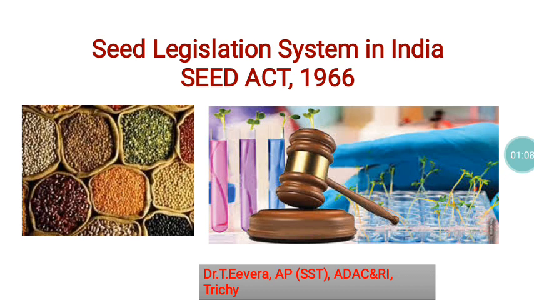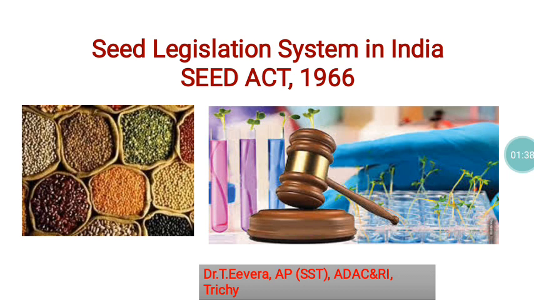For the release of a variety we have a state variety release committee and a central variety release committee, and the members of those committees we also discussed. After release, the variety is subjected to notification. The notification is mainly taken care of by the central government, particularly the central seed committee. Once the material is notified, it automatically enters the seed supply system.